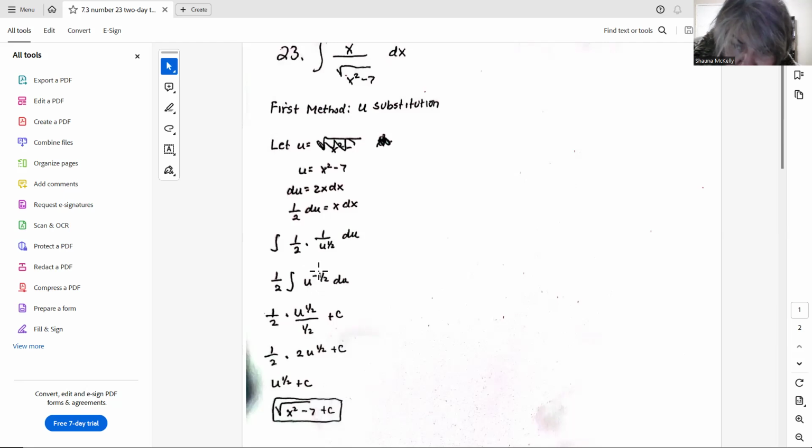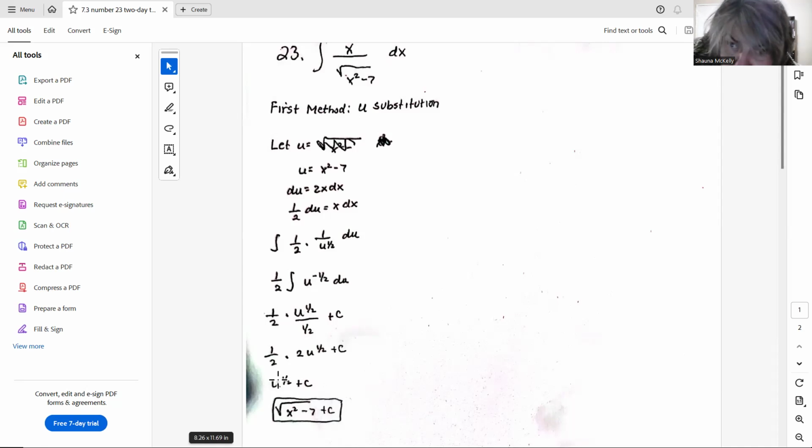And then if I go and apply the antiderivative, the power rule, I'm going to add 1. So negative 1/2 plus 1 is u to the 1/2. I'm going to divide by 1/2, which comes from the power on the u. So I have the 1/2 coefficient, and I'm dividing by 1/2, which means I'm multiplying by 2. So 1/2 times 2, and then u to the 1/2 plus a constant. 1/2 times 2 is 1. So I have u to the 1/2 plus a constant.